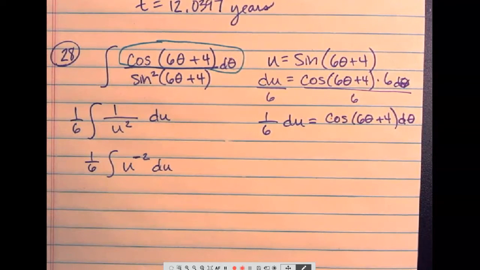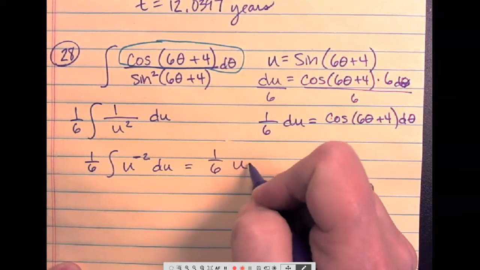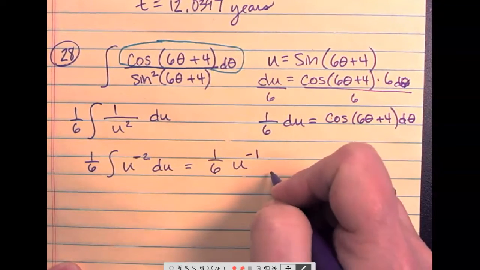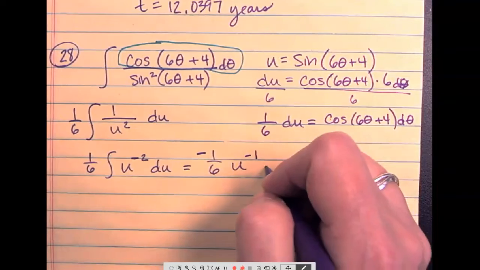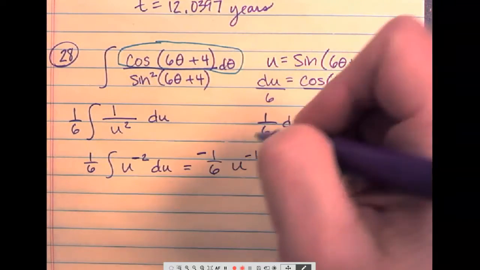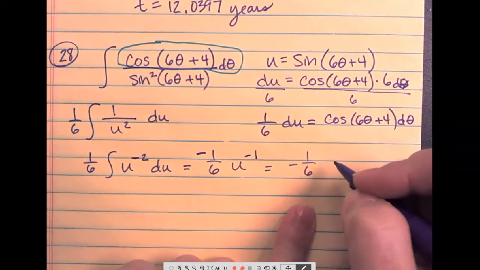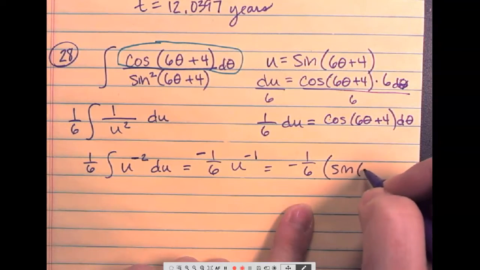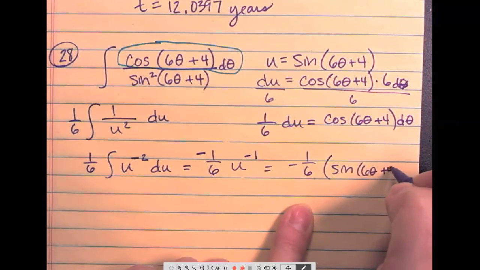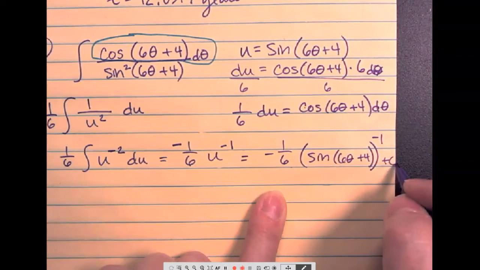So we're going to add 1 to the exponent, divide by the new exponent. So that becomes U to the negative 1, divided by negative 1, which is the same as multiplying by negative 1. Okay, very last step, sub that U value back in. Now, I am fine on the test, if it's a free response, if you leave this as sine 6 theta plus 4 to the negative 1 plus your C.